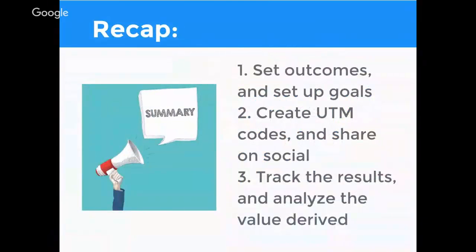So let me recap. These are the ABCs. Number 1: set outcomes and set up goals that match those outcomes. That's the outcomes for the business, outcomes for the campaign. Number 2: create UTM codes and share on social. Easy as that. And then number 3, which is the C: track the results and analyze the value derived. So that's really a summary. If you take all those 10 steps and you turn them from ABCs into 1, 2, 3s, that's what you get, folks. That's all you have to do.